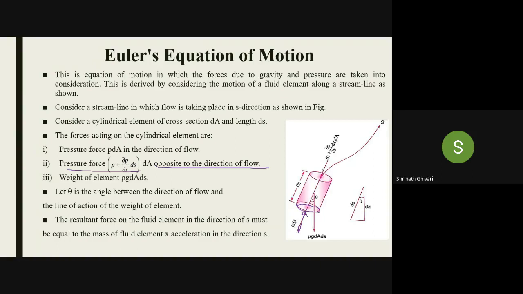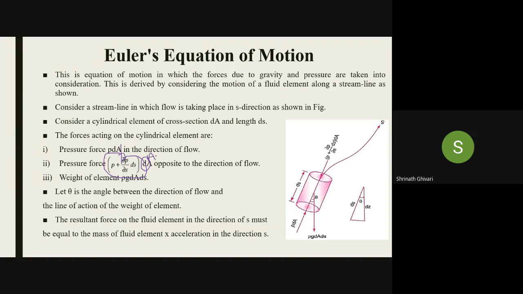Now there is the pressure force, dou P by dou S into ds dA, opposite to the direction of flow. After the fluid has traveled a distance of ds from here to here, there is another force acting perpendicular to this cylindrical element. It will be opposite to it, because it is an imaginary cylindrical fluid element on which the force is acting. Which force is it, gravity force or pressure force? It is pressure force.